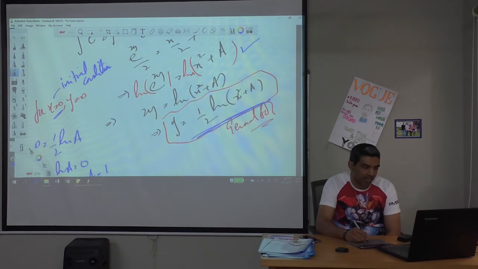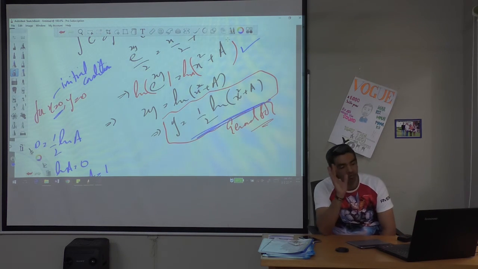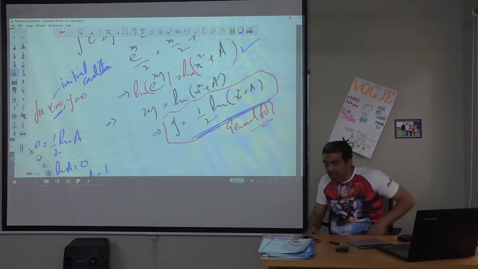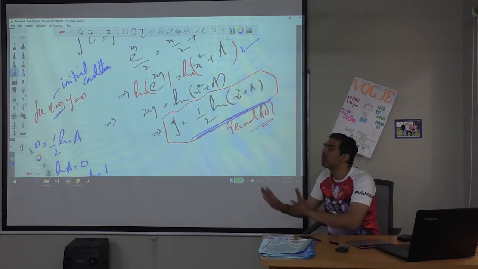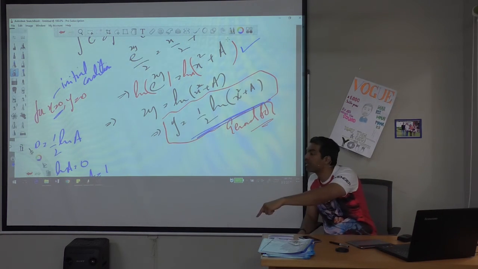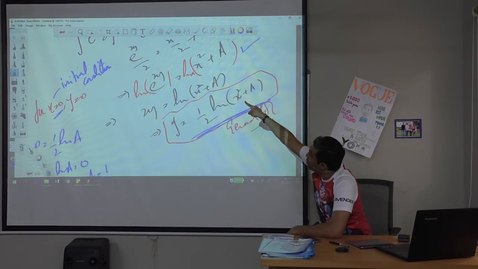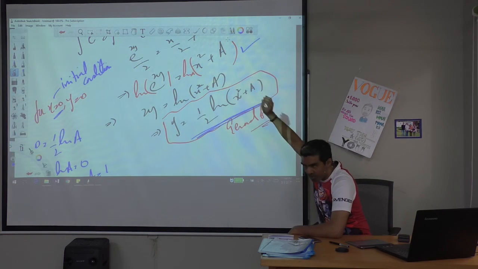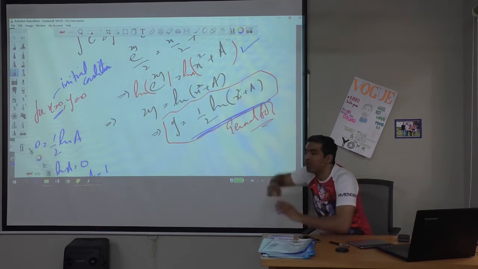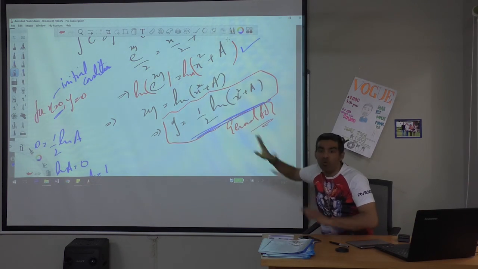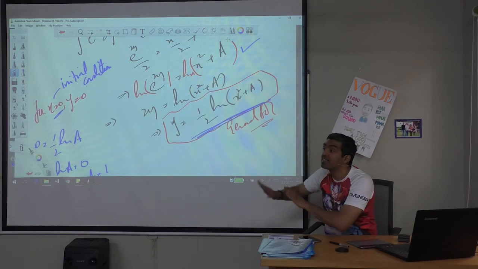You can plug it here without the ln. e to the 2y is equal to x squared plus a. You could have just plugged it here and you would have gotten the answer as 1. But we have to show the general form because the question asked for it. A lot of questions will not ask you for the general solution, they will directly ask you for the particular solution. Then this form is not required. You can plug in the values, get the value of A, and give the particular solution as y. You only get to this point if the question explicitly says get the general solution.